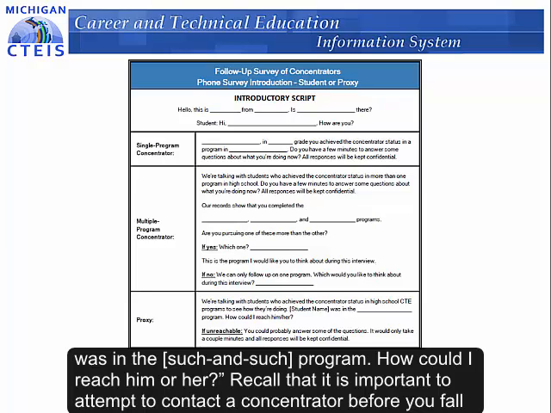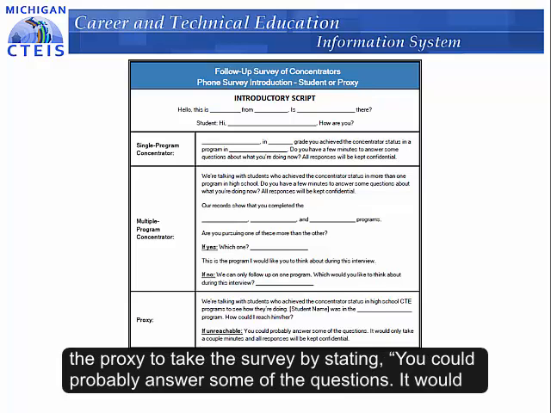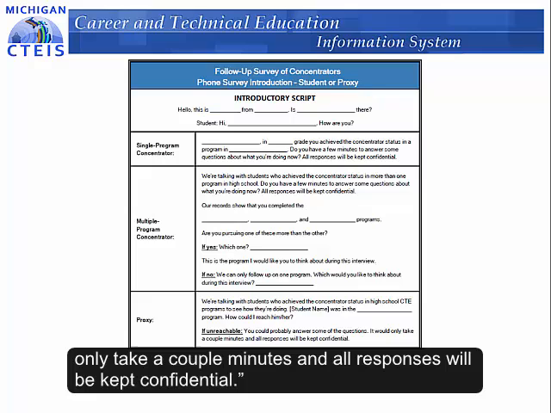Recall that it is important to attempt to contact a concentrator before you fall back on proxy responses. If it is apparent that the concentrator will remain unreachable throughout the duration of the follow-up project, you may ask the proxy to take the survey by stating, "You could probably answer some of the questions. It would only take a couple minutes, and all responses will be kept confidential."